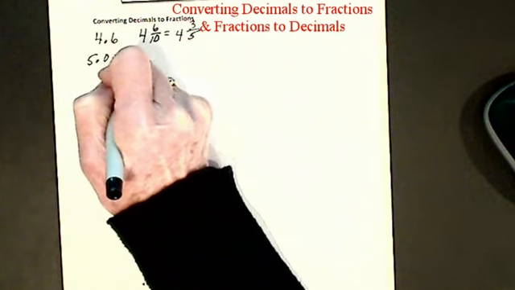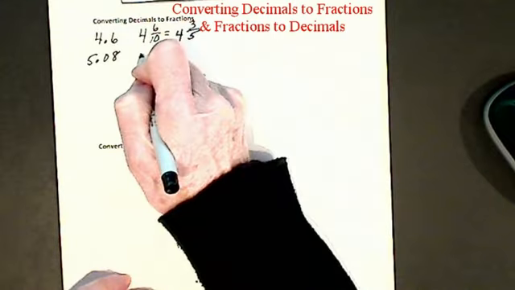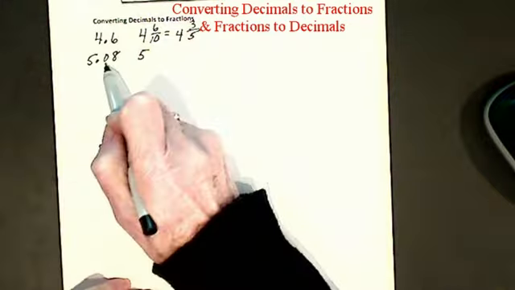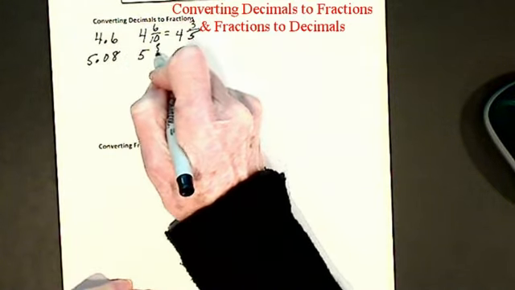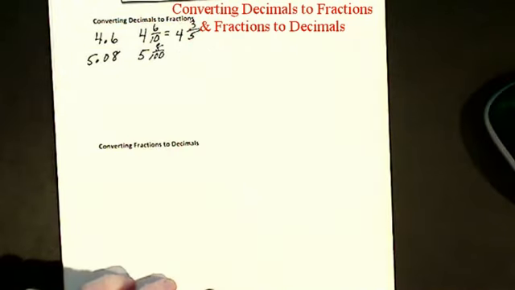5 decimal point 08. I think about what it means in my head. This is equivalent to 5, and I have 8 what? First decimal place is tenths, then it's hundredths. So I have 5 and 8 hundredths. All fractions have to be simplified.